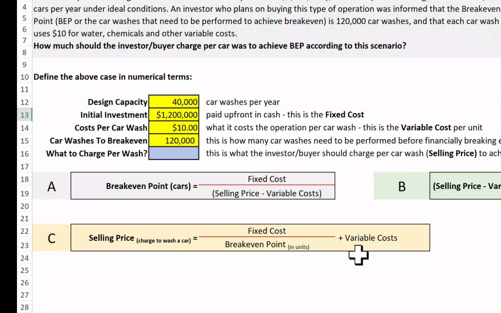So apply that, and we look at the answer as equal our fixed cost, which is 1.2 million, divided by our break-even point, which is 120,000 car washes, and to that we add the variable cost, and the variable cost is $10, and hit enter, and the selling price should be $20. If you do the math, you'll find out that at $20 you will recover your initial investment after 120,000 washes.